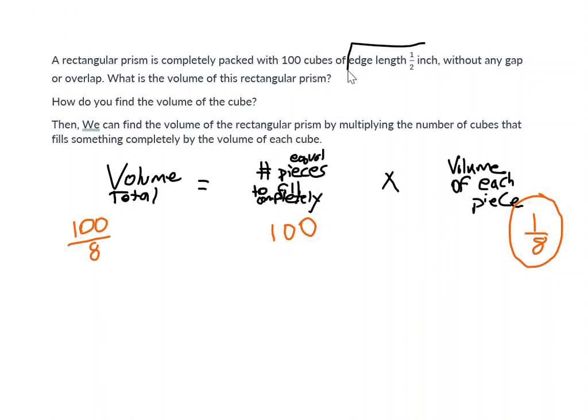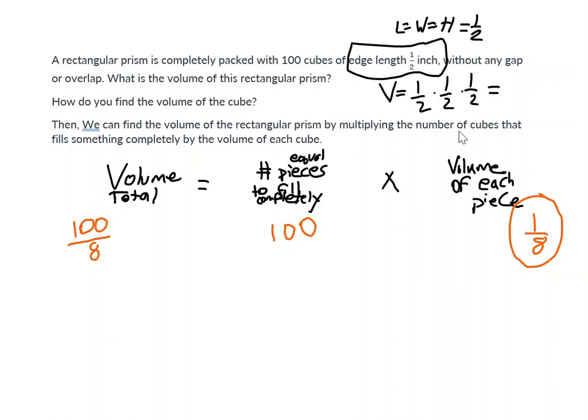Knowing that there's an edge length of 1/2, and we know that we find volume by multiplying length times width times height. The only difference here is if it's a cube, the length is equal to the width, and that's equal to the height, right? All of these equal 1/2. So we would multiply 1/2 times 1/2 times 1/2.